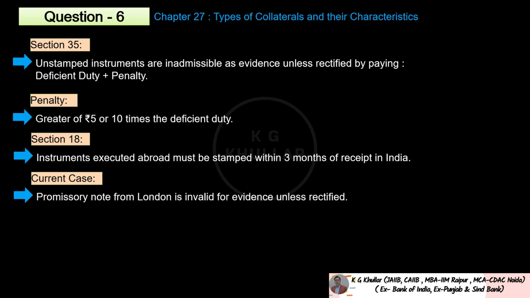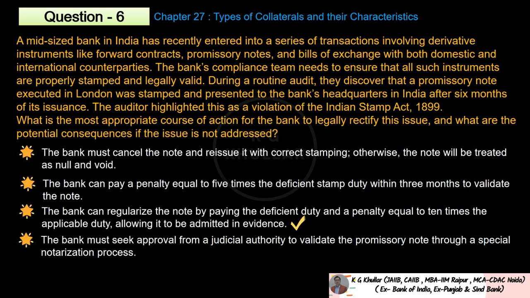Also note here that reissuing a new promissory note is not a viable solution as it would complicate the legal validity of the original transaction. Not only this, there is no need to seek judicial intervention as the Stamp Act provides a clear procedure for rectification. Please note timely correction is crucial to preserve the document's enforceability, as an unstamped note can hinder the bank's position in any future litigation. So as far as this question goes, the correct option is option C.